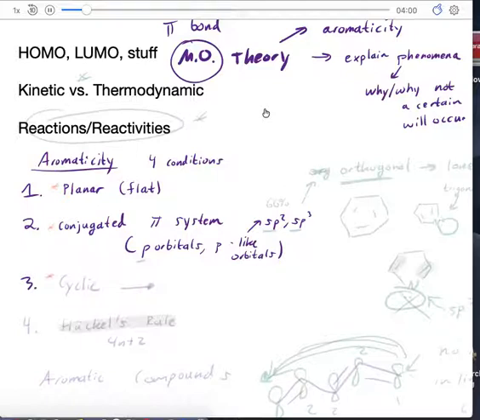what is the third one? Cyclic, yeah. The reason why it has to be cyclic, well, we'll get into that in a second. I'll jump into atomic theory to explain that, and of course, Hückel's rule.